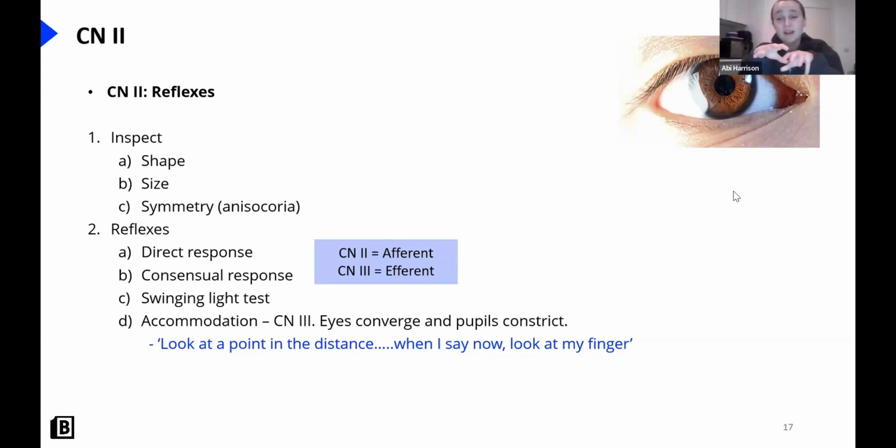You'll then do the swinging light reflex, which I'll describe on the next slide in conjunction with some pathology. And then the other thing that you would want to do for your reflexes is your accommodation, which is actually sort of cranial nerve 3, but it's easier to do all of your reflexes together. So I asked the patient to look at a point of the curtain behind me, and then I asked them to keep looking there, and I put my finger in front of their face. When I say now, look at my finger, and you're looking for the eyes to converge and the pupils to constrict.